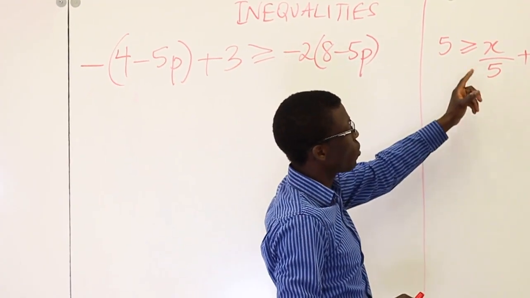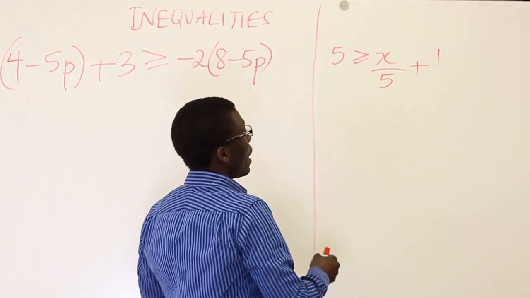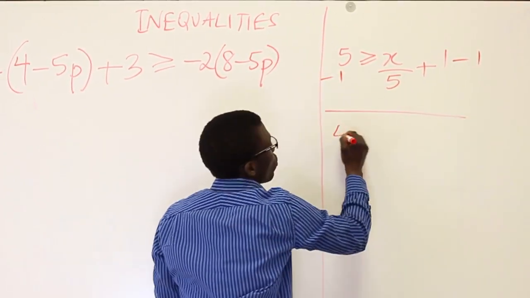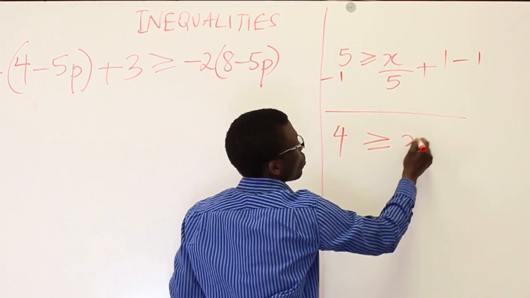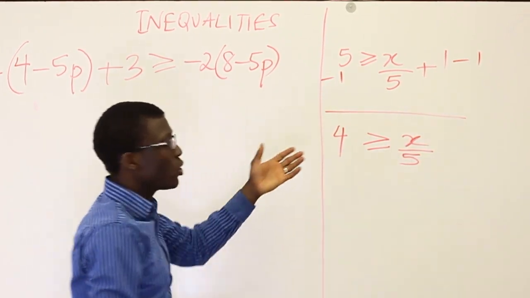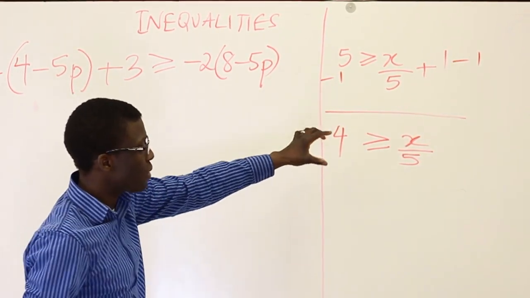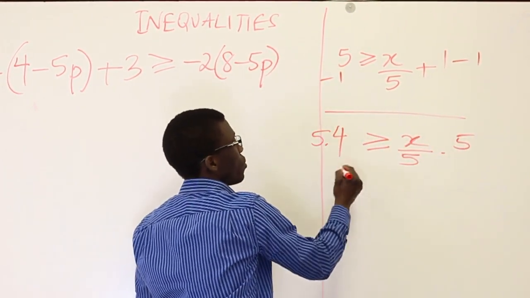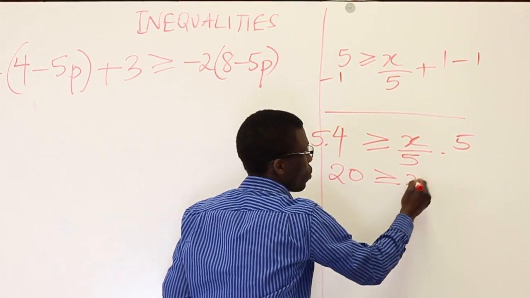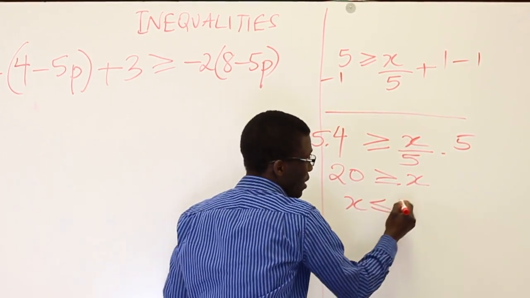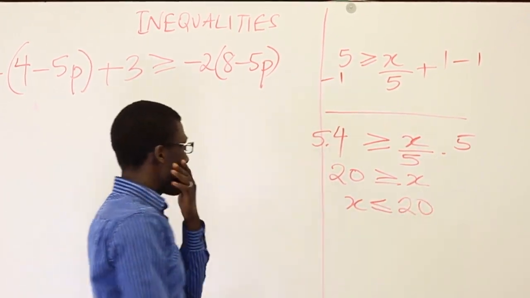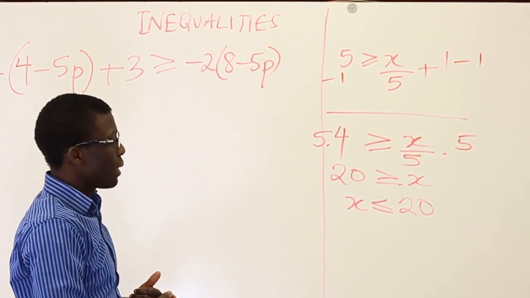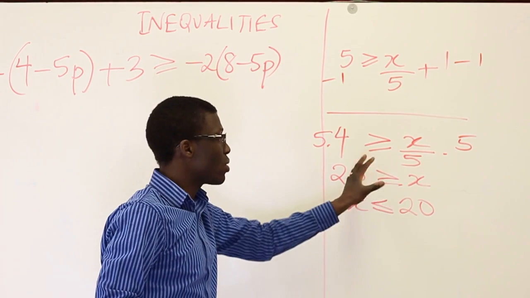In this problem, we're trying to get x by itself, and you can subtract 1 from both sides. That leaves you with 4 is greater than or equal to x over 5, okay? What do you do when you're solving for x and you have a number on the bottom? You multiply both sides, right? And so you have 20 is greater than or equal to x, or x is less than or equal to 20, because 20, of course, is bigger than x. So x has to be less than 20, okay? Less than or equal to. So that's the first one there.